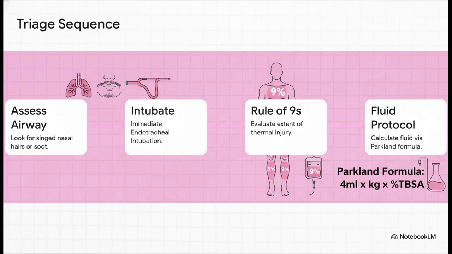Step 1 is always your airway check. You're looking for singed nasal hairs, carbonaceous sputum, or maybe a hoarse voice. If any of those are present, step 2 is immediate endotracheal intubation. Do not calculate fluids yet, and definitely don't assess the total burn surface area. Why? Because thermal injury to the upper airway is going to rapidly trigger massive edema and completely obstruct the airway. If you wait, you lose it. It's only after that airway is totally secured that we move on to the rule of 9s and fluid titration.